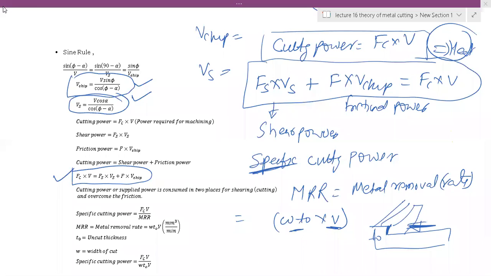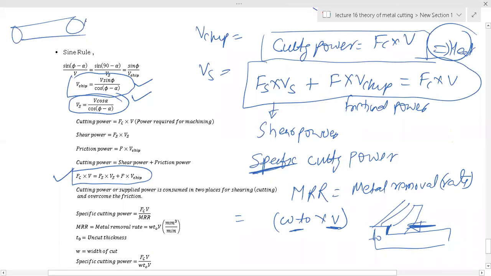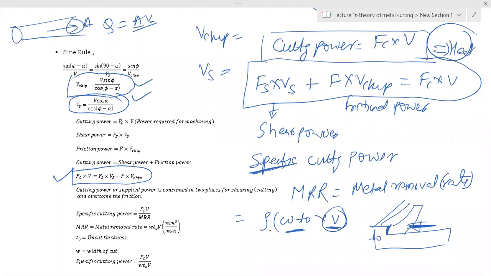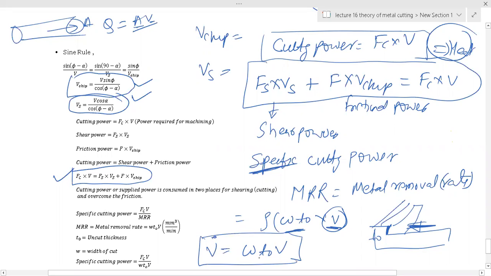When a pipe flows, if you know the cross section area and velocity, then Q will be A into V. So velocity and A are perpendicular. Here this is the cutting velocity, and w t is your cross section area. And density, you have to apply density to get the mass removal rate. But suppose I am talking about the volume removal rate, then the volume removal rate is this much only.